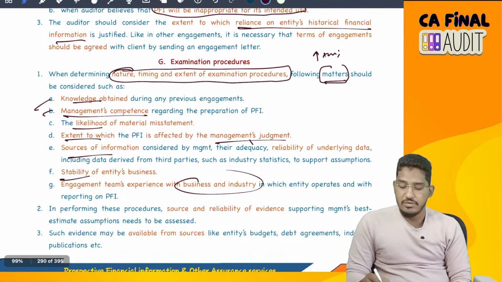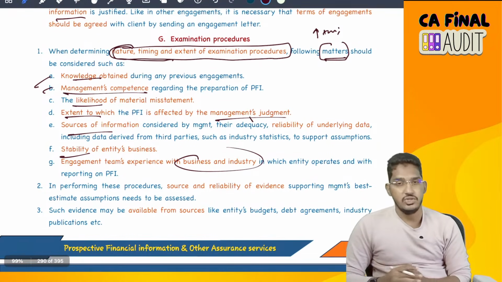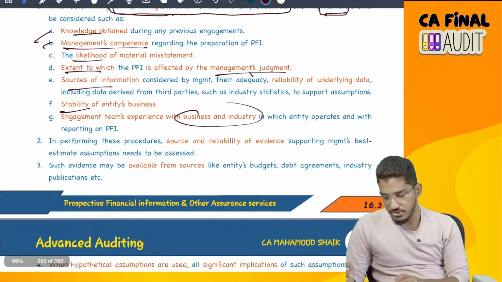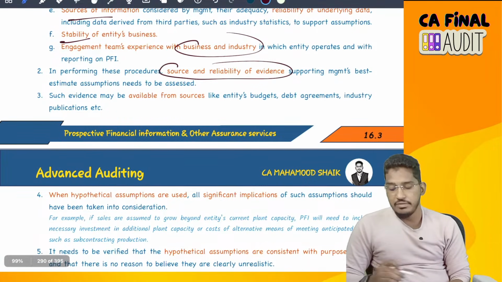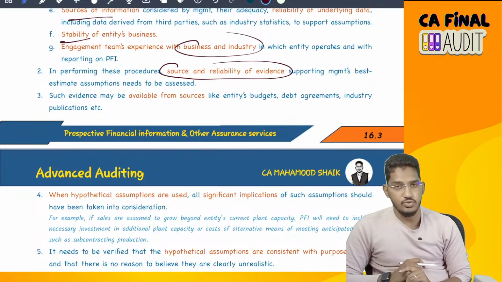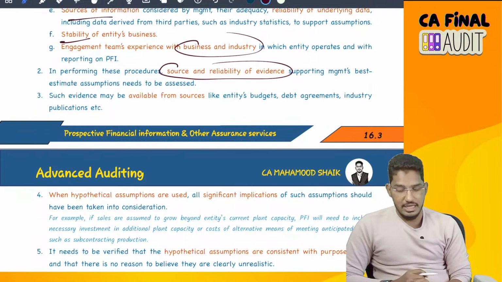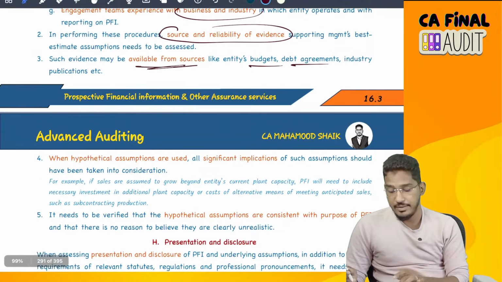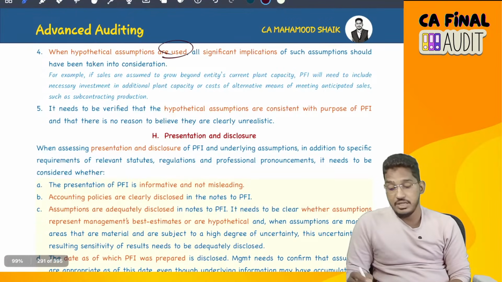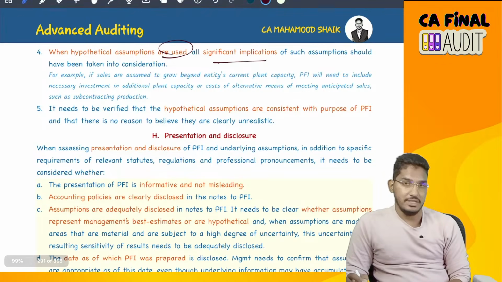So all these factors you have to consider, and accordingly you have to determine the nature, timing and extent of the examination procedure. Next, in performing these procedures, the source and reliability of evidence also should be assessed. From which source are you getting the evidence, and what is its reliability? You can get evidence from various sources like budgets, debt agreements, industry publications, etc. And if hypothetical assumptions are used, all implications should have been considered.